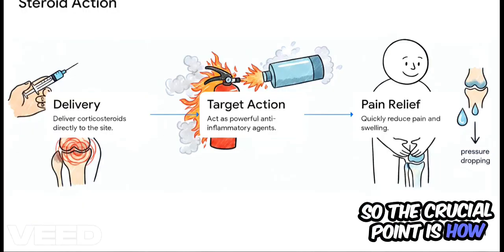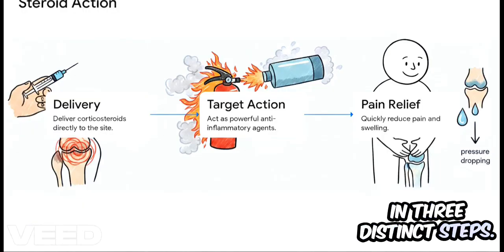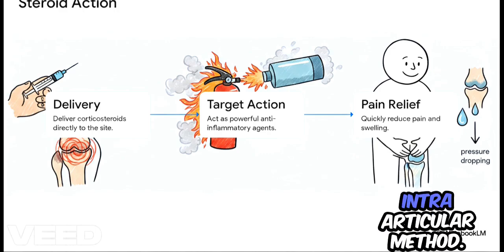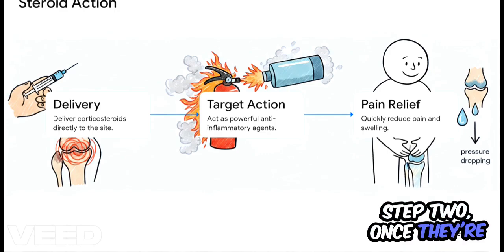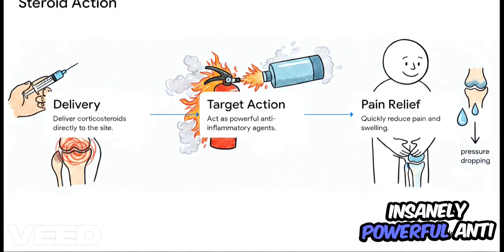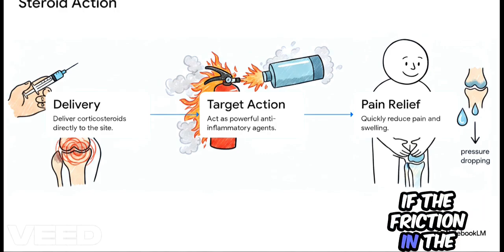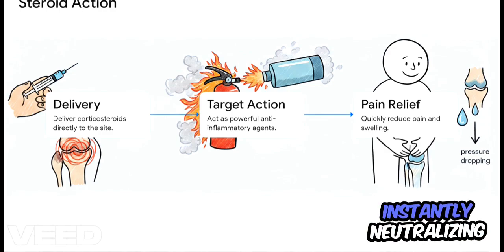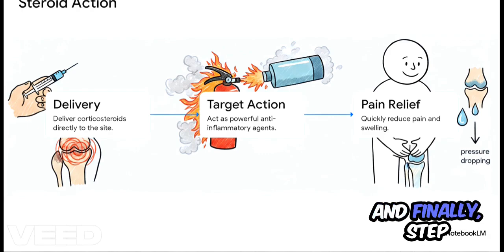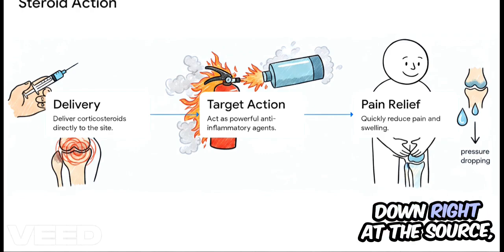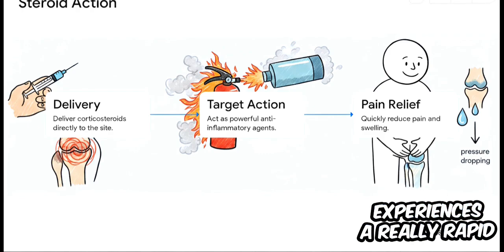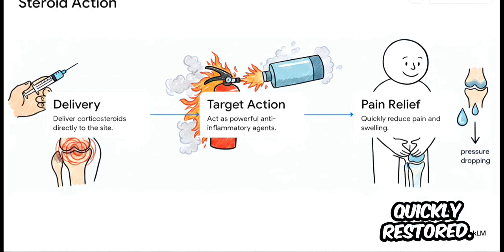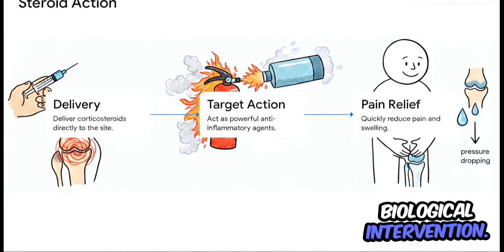So the crucial point is how this actually plays out in 3 distinct steps. Step 1, the medical professional delivers corticosteroids directly to the site using that precise intra-articular method. Step 2, once they're inside, these corticosteroids act as insanely powerful anti-inflammatory agents. If the friction in the joint started a fire, think of the corticosteroids as a heavy-duty chemical fire extinguisher, just instantly neutralizing the flames of inflammation. And finally, step 3, because the inflammation is shut down right at the source, the patient experiences a really rapid reduction in pain and swelling. The fluid buildup decreases, the pressure drops, and movement is quickly restored. It's just a highly efficient biological intervention.